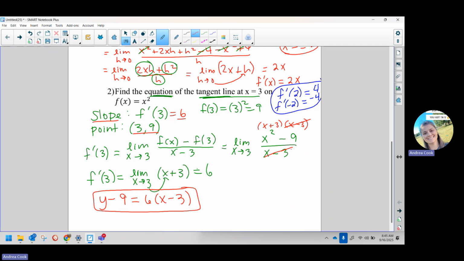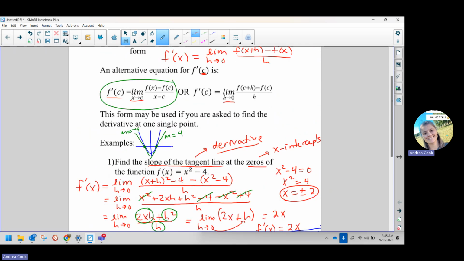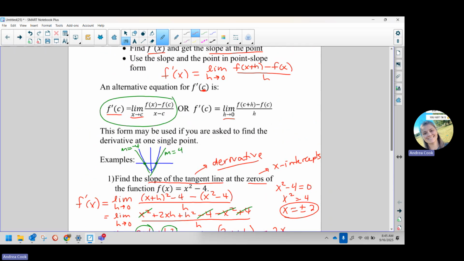Okay, so this right here is from up here, which is the alternate form of a derivative. Now, could I have done what we did in example 1 and found the derivative and then plugged in 3? Yes. You can do it either way.